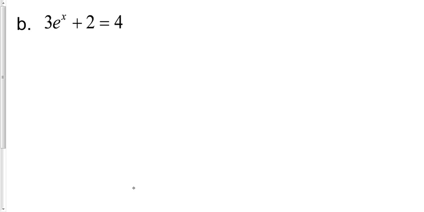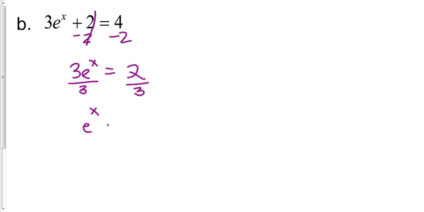So 3e to the x plus 2 equals 4. We want to isolate e to the x. So let's start by subtracting 2. Now we have 3 times e to the x equals 4 minus 2 is 2. I'm going to divide each side by 3 so that I have e to the x all alone. So e to the x equals 2/3.